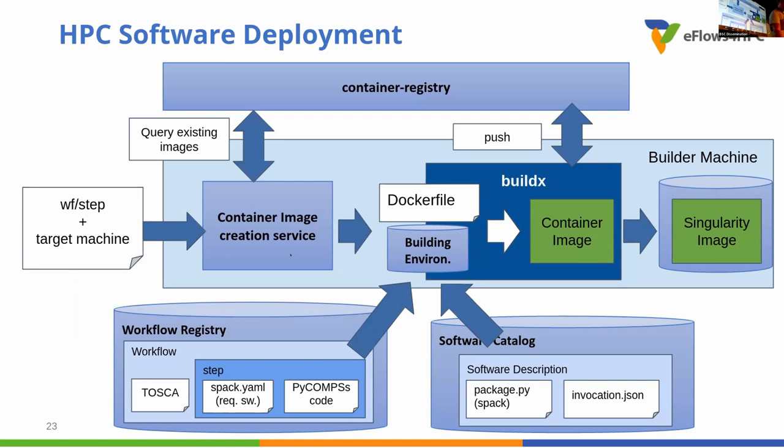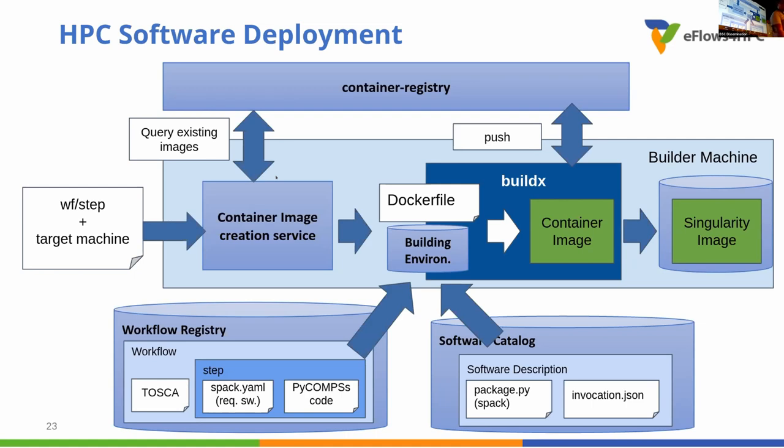More or less, the way that we have designed it to work is that we have a service running in a builder machine, and this service takes as input the workflow and step for which we want to create an image, and the target machine for which we want to create the image. If there is already an existing image for this architecture, we will reuse it, so we don't build again.